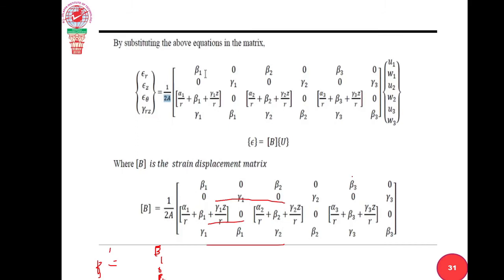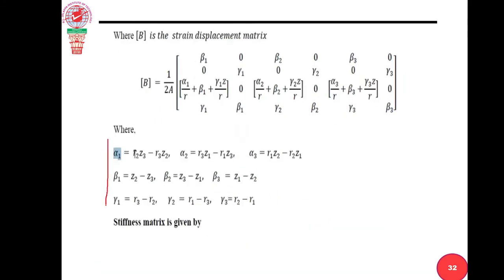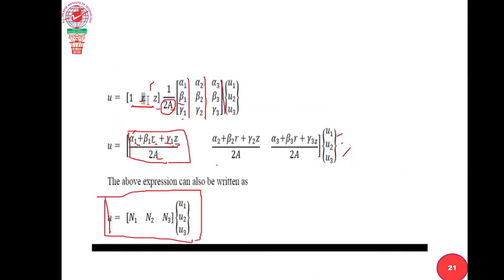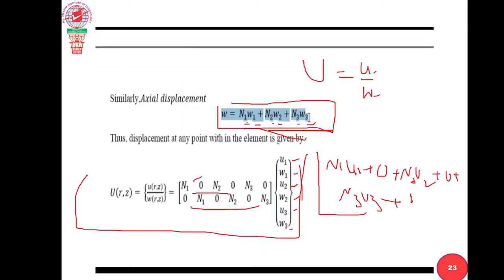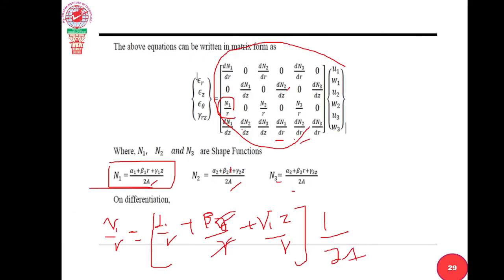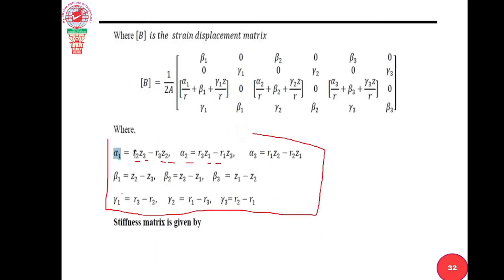So again, what are beta 1, beta 2, gamma 1, gamma 2, alpha 1, alpha 2, alpha 3? We already derived them in the previous derivation. Alpha 1 is nothing but R2 Z3 minus R3 Z2. Alpha 2 is nothing but R3 Z1 minus R1 Z3. We derived this previously. If you substitute it, then you'll get alpha 1, beta 1, gamma 1 like this. If you know Z1, Z2, Z3, R1, R3, you can calculate. Fine.